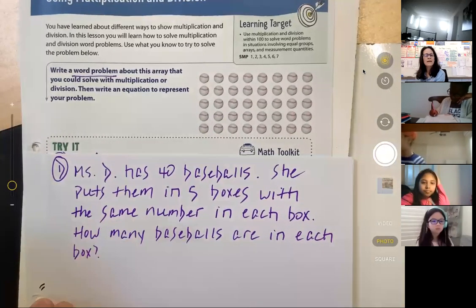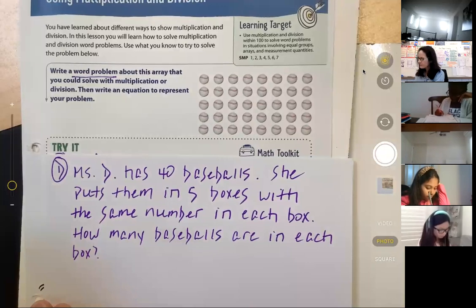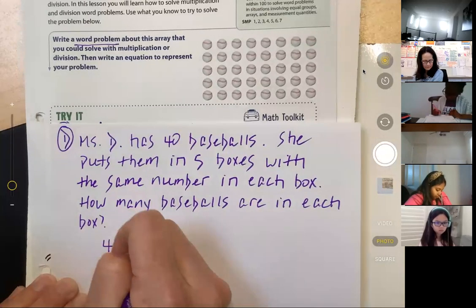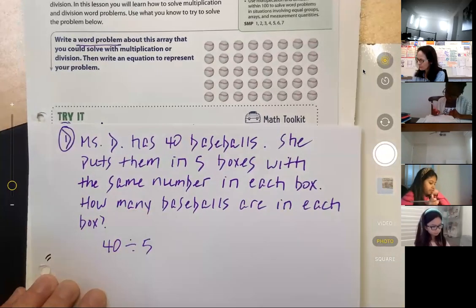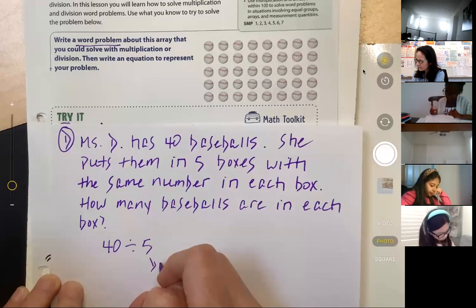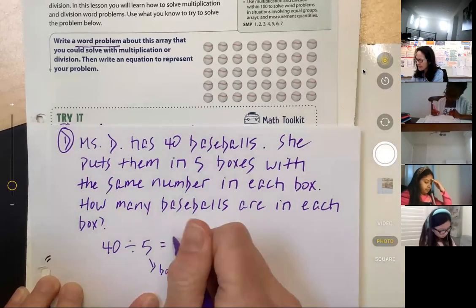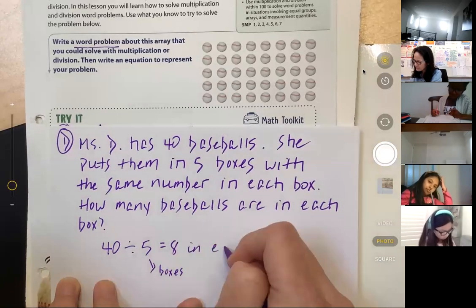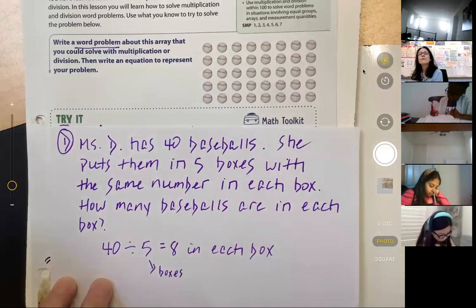All right, Miss D has 40 baseballs. She puts them in 5 boxes with the same number in each box. How many baseballs are in each box? So again, we are starting with 40, right? We know there are 5 boxes, right? So we'll call that boxes. And that's going to equal 8 in each box. 8 in each box. 40 divided by 5.